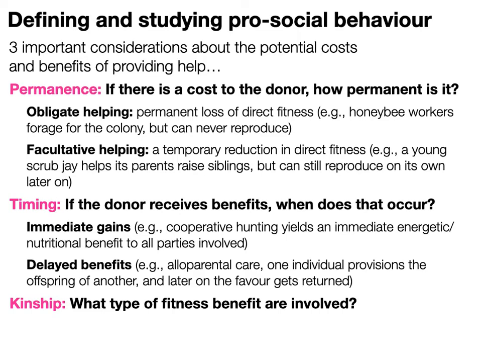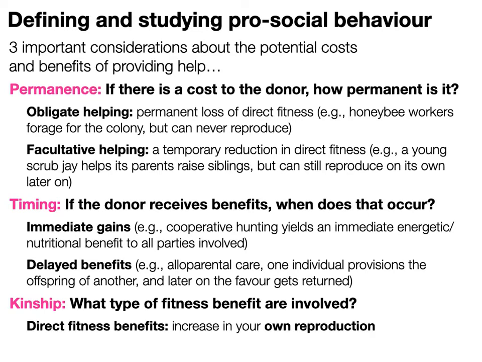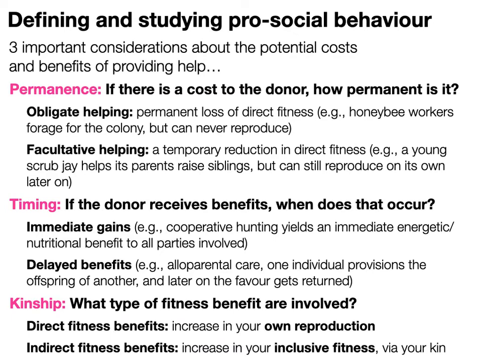Okay, the third dimension that's important to consider is kinship, and we've already learned about this in our lecture on kinship as a kind of guiding concept in social evolution. And so we need to think about what types of fitness benefits are involved. Are there direct fitness benefits, which would increase the helper's own reproductive success and survival? Or are there indirect fitness benefits, which would increase the helper's inclusive fitness via providing benefits to the helper's close kin?